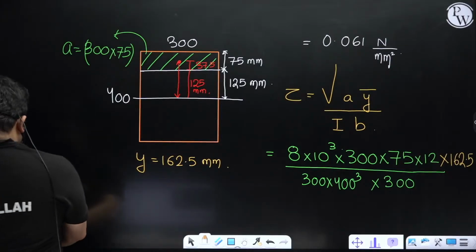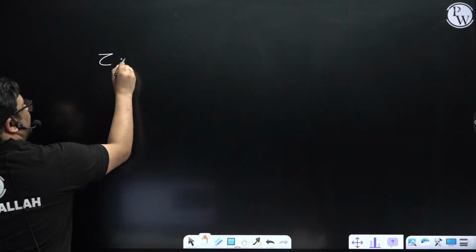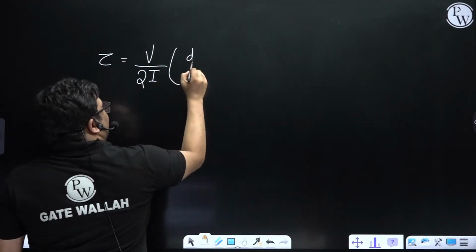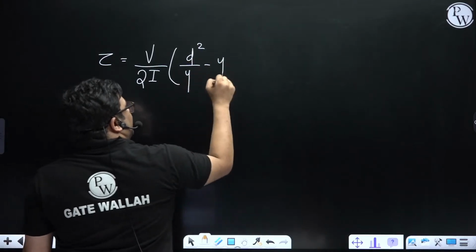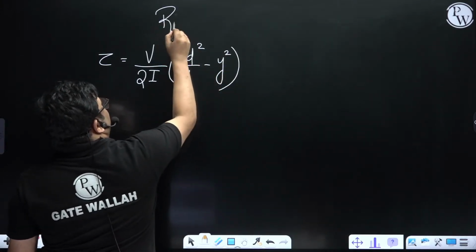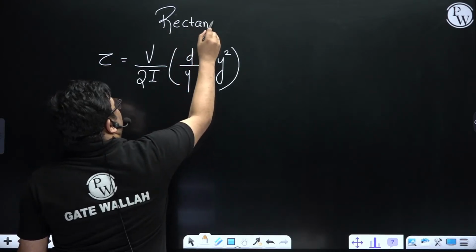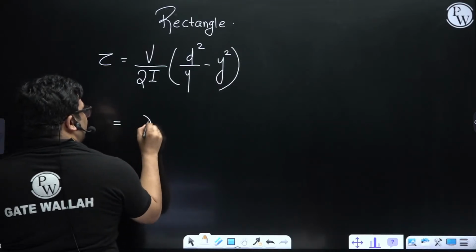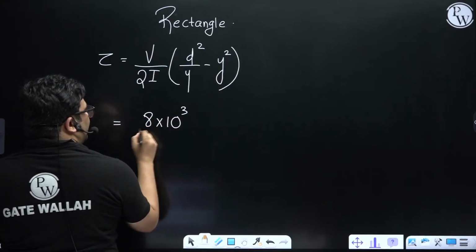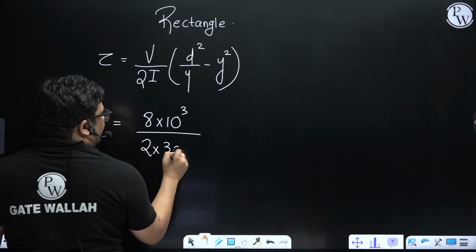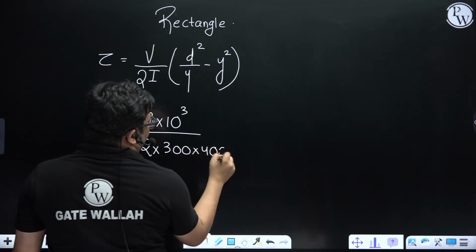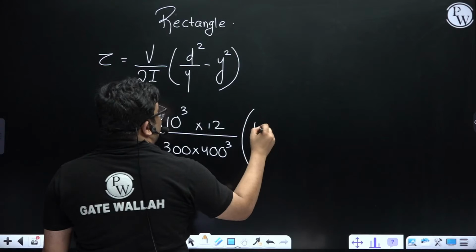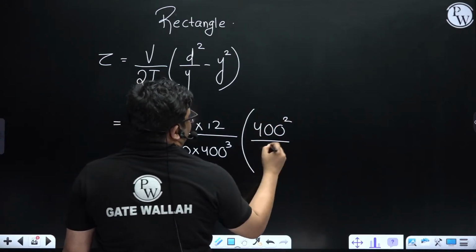Or if you want to use the equation, remember we derived the equation. What was the equation? V by 2I into d square by 4 minus y square. Now this is applicable for only rectangular cross section. This we derived for rectangle, right? So if we use this, V was 8 into 10 to the power 3, then 2I, 300 into 400 cube by 12. D is 400, so 400 square by 4.